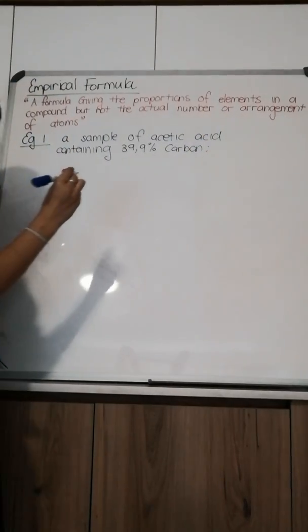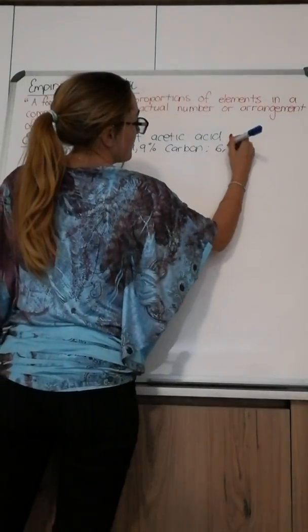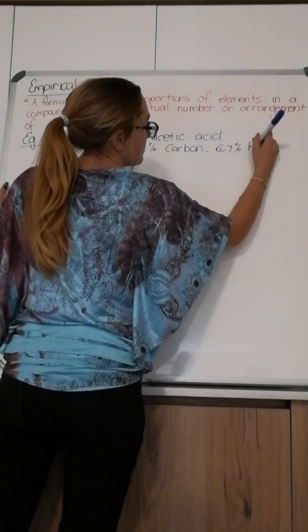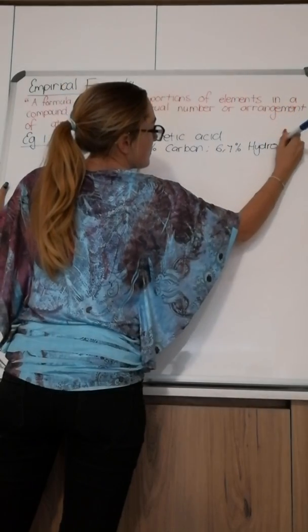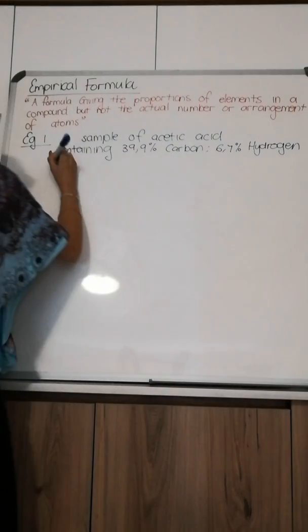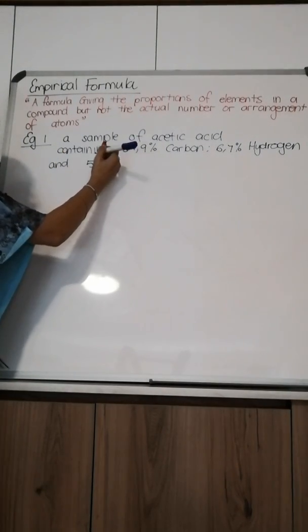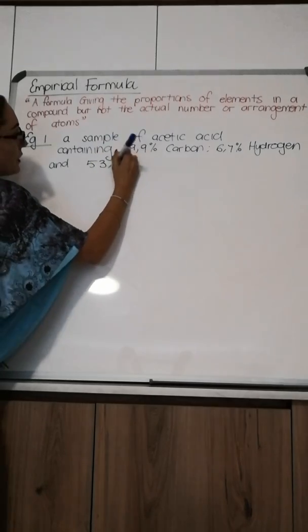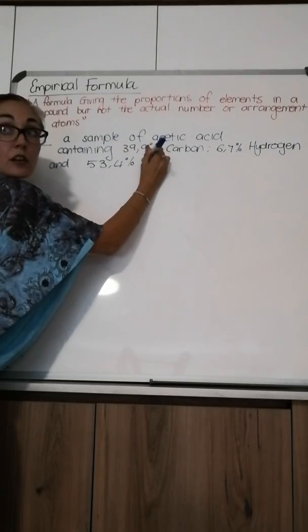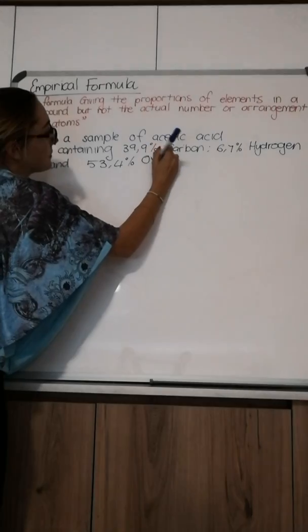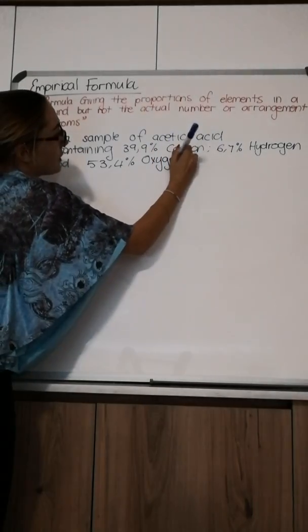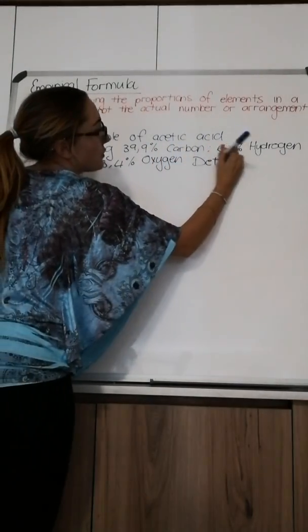And 6.7% hydrogen, and the remainder, so that's 53.4% oxygen. And we are going to determine the empirical formula.